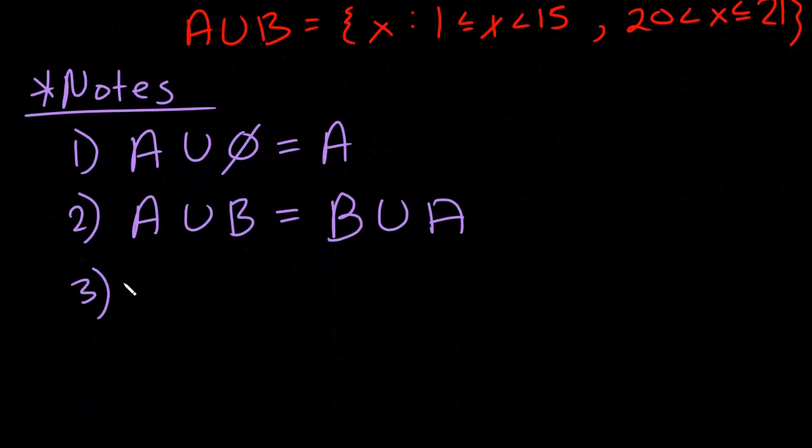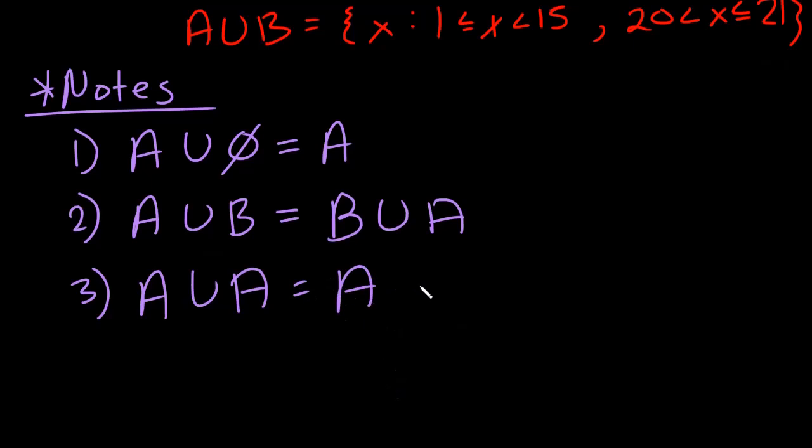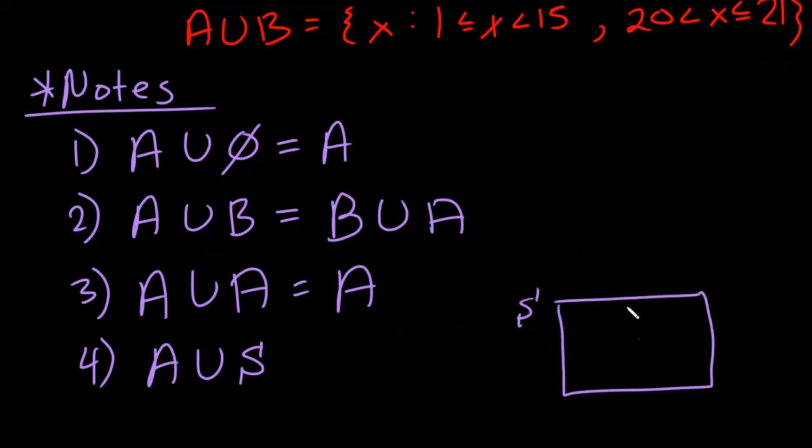The union of A and itself is just itself. Number 4: the union of A and the sample space. If this is my sample space, and here's A, the union of those two, if a union means it belongs to the sample space or A, would have to be everything, which is the sample space.